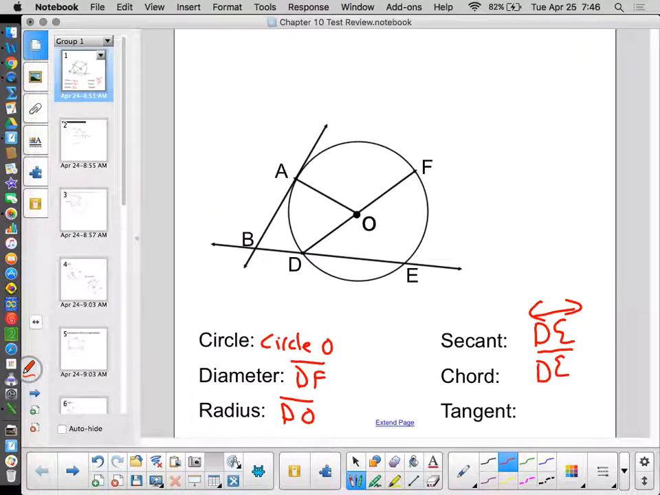And a tangent. How about line AB? Not just the point of tangency. That's not what it's asking for here. It's asking for the tangent line. So it's not just A is the tangent. That is a point of tangency. Line AB would be the tangent line. Okay? So the secant and the tangent are lines. The others are segments. Watch your symbols tomorrow.